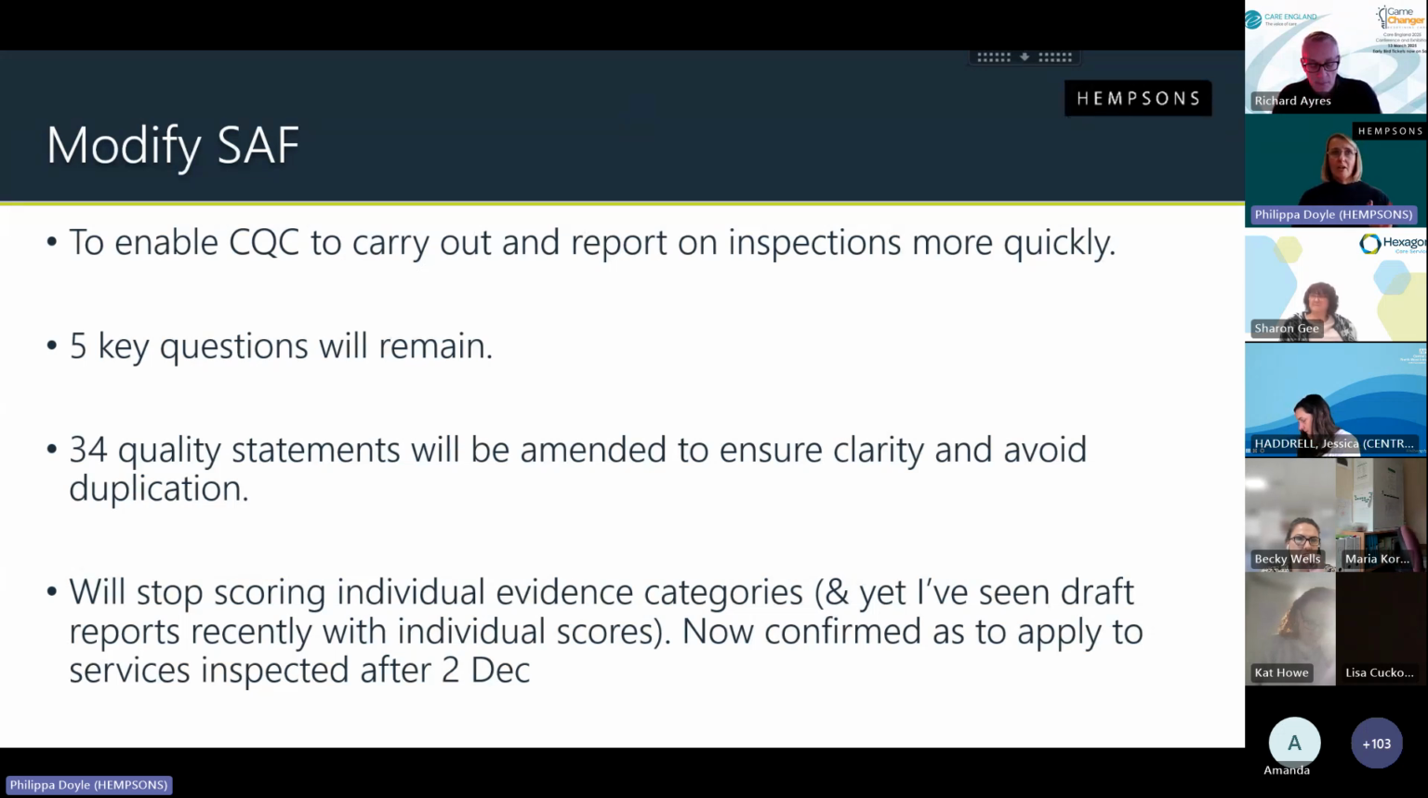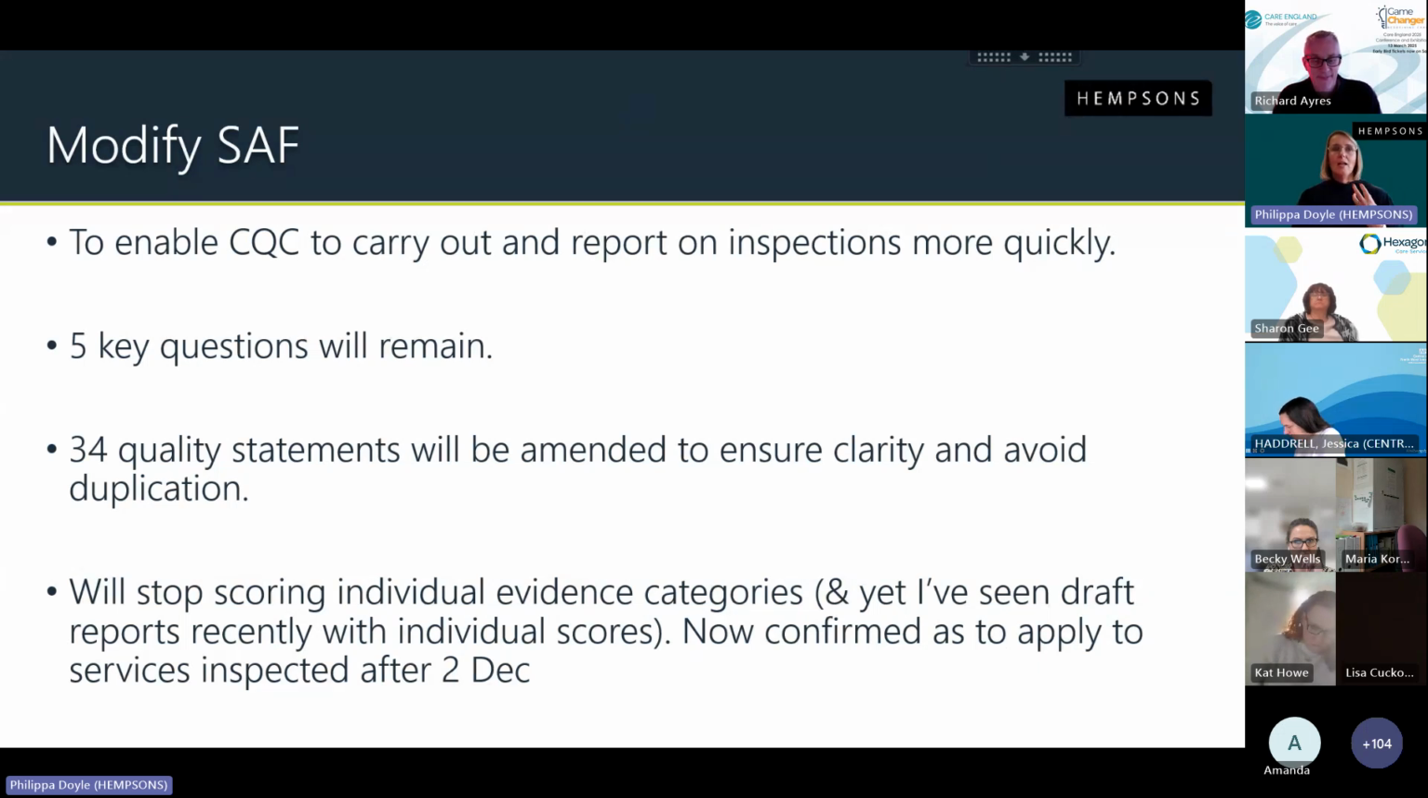The 5 key questions, the 5 key domains, are not going anywhere. So, we're all well used to safe, effective, caring, responsive, and well-led. Those are not going anywhere anytime soon. The 34 quality statements that I've spent all year talking about, and we're all getting our heads around and getting used to, they've said those will be amended, and that will be to ensure clarity and avoid duplication. But we don't know the detail yet as to which of those quality statements are going to go, how they're going to change, what they're going to look like. The devil will be in the detail. So, watch this space, and I'm sure you'll hear me talking about them in 2025.